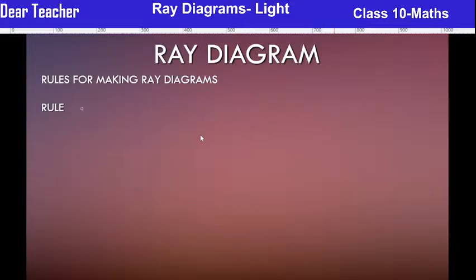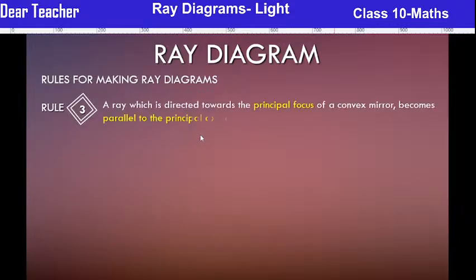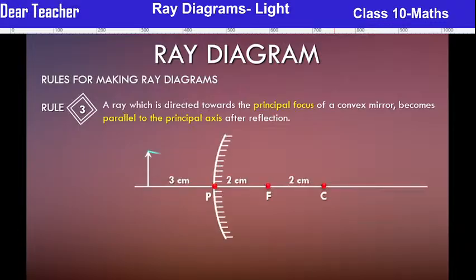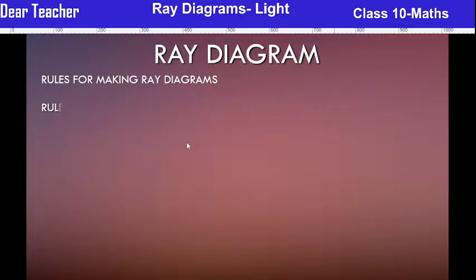Then rule number 3: a ray which is directed towards the principal focus of the mirror becomes parallel to the principal axis after reflection. So again draw AB and you put a scale from this top to this focus. So then what happened? It should be focus. It will go parallel to the principal axis.